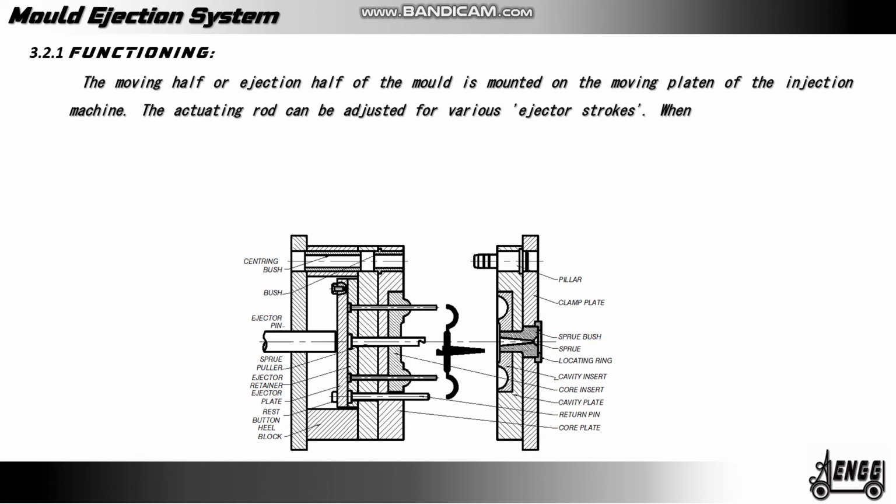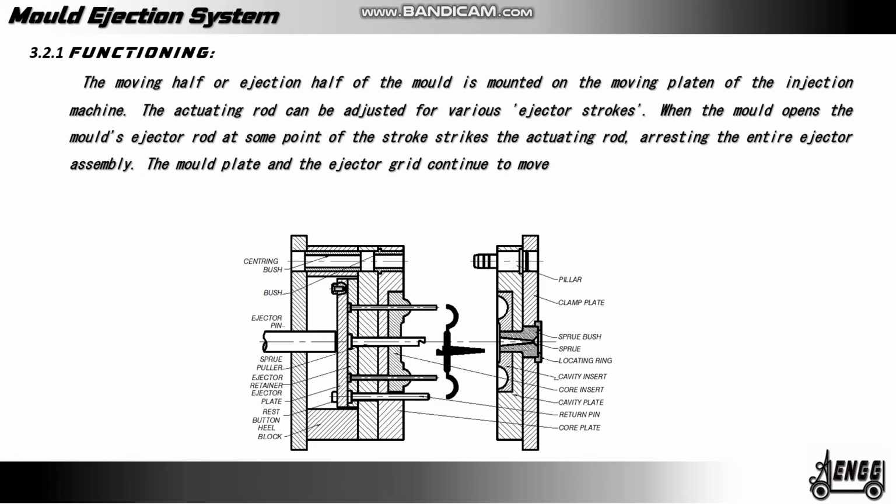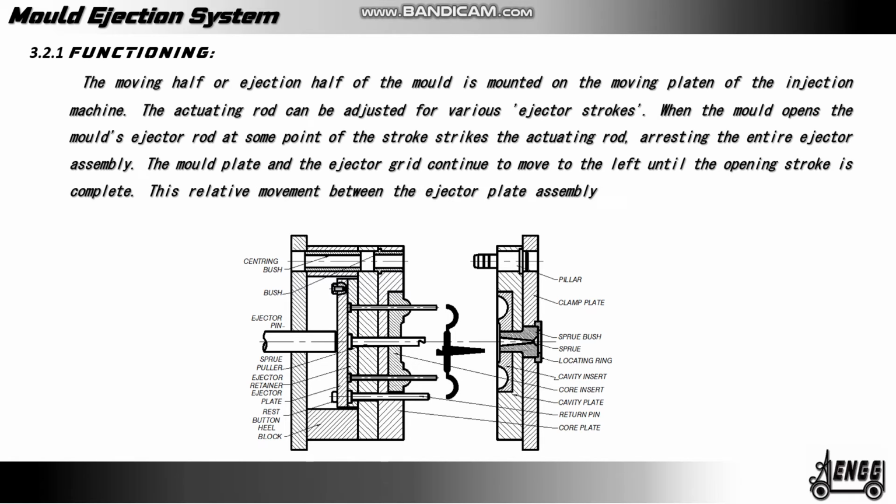When the mold opens, the mold ejector rod at some point of the stroke strikes the actuating rod, arresting the ejector assembly. The mold plate and the ejector grid continue to move to the left until its opening stroke is complete. This relative movement between the ejector plate assembly and the mold plate operates the ejector elements.